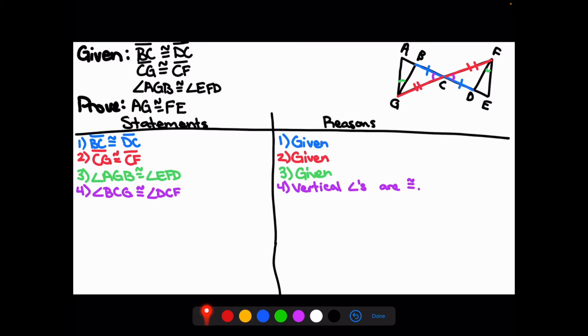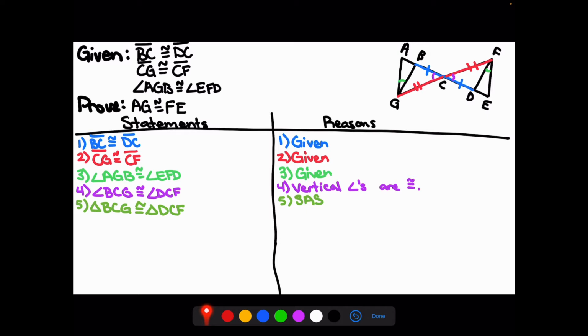Now, at this point, we can go ahead and prove that these two smaller triangles are congruent, triangle BCG and along with that, triangle DCF. And the reason that we can say that these two triangles are congruent, BCG is congruent to triangle DCF, is because we have side, angle, side. So those two triangles are congruent by side, angle, side.